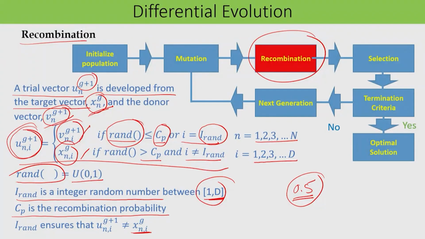So, what we are doing here? Initially we created a donor vector, that is v i, and after that, using the donor vector and the target vector, we are creating a new trial vector, that is u i, z plus 1.